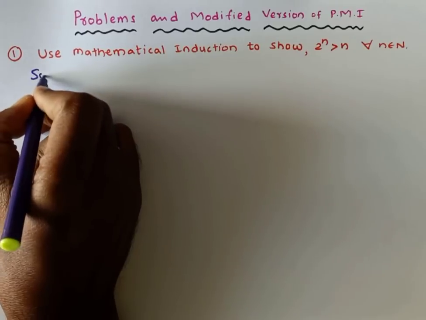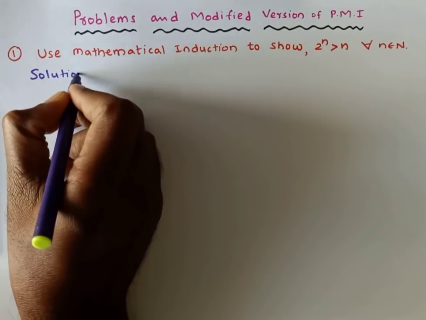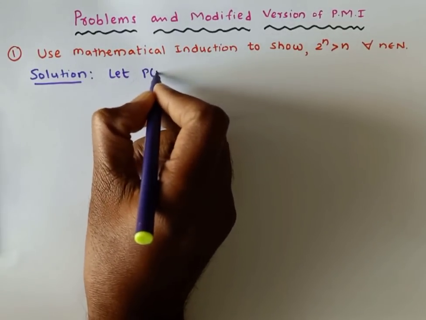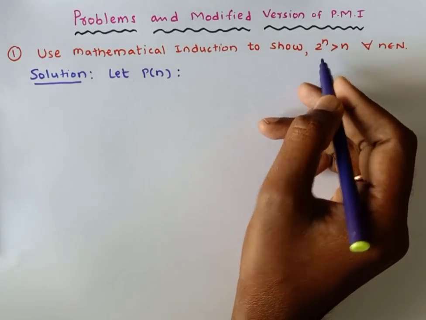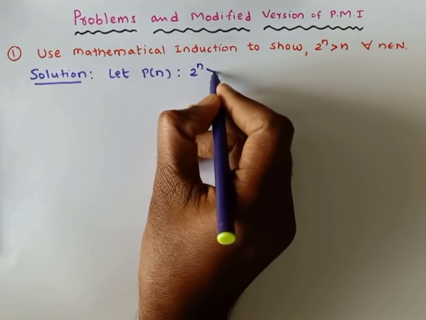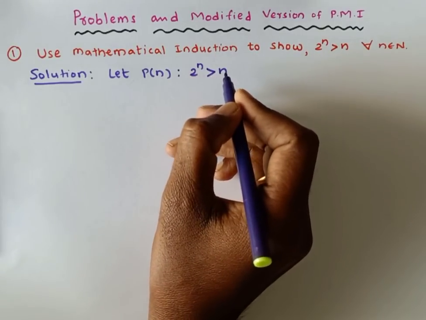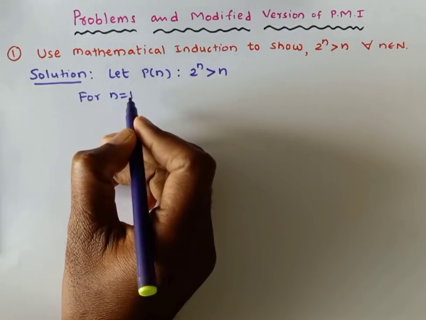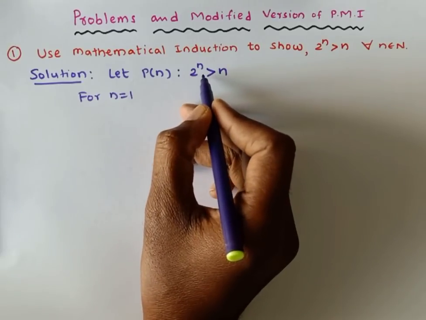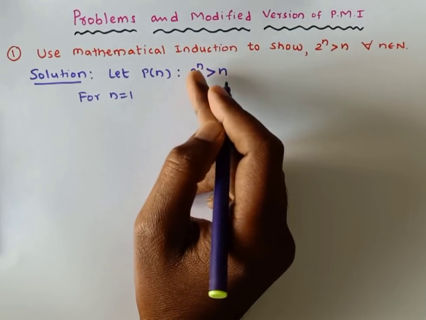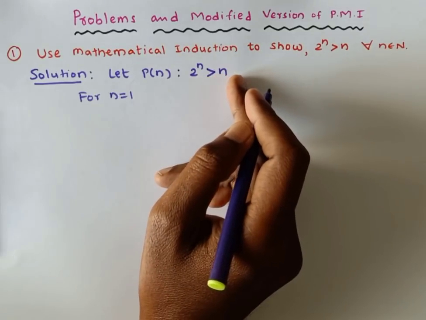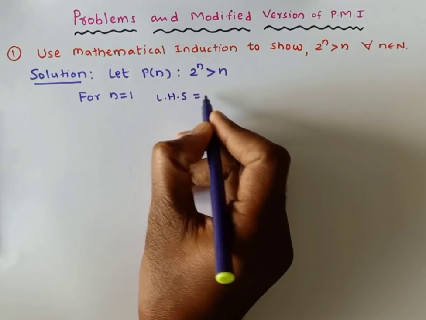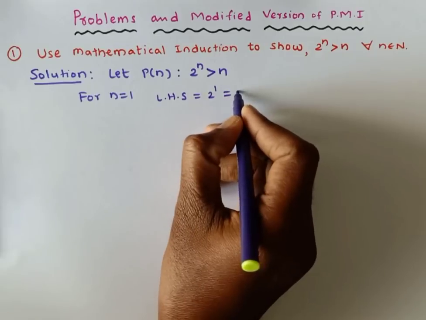See the solution for this. Now here the statement is in the form of an inequality. So let the given statement be p of n. So here p of n is 2 to the power of n is greater than n. Now first you need to check with n equals to 1. So for this inequality, the left hand side and right hand side will be there. The left hand side is 2 to the power of n and the right hand side is n. Now for n equals to 1, the left hand side of the inequality is 2 to the power of 1, which means 2.